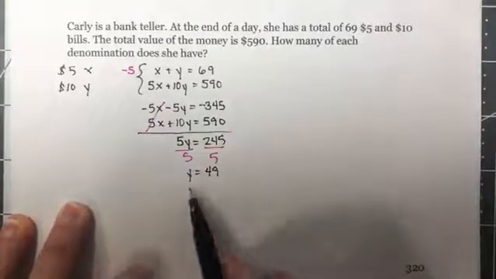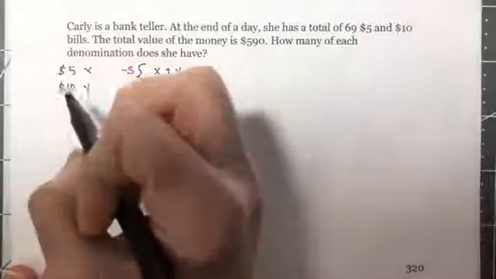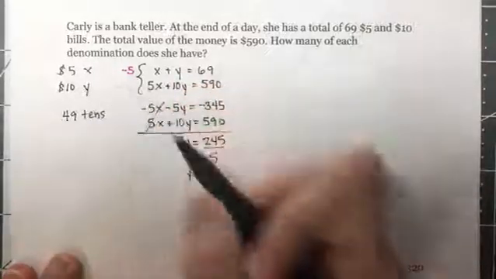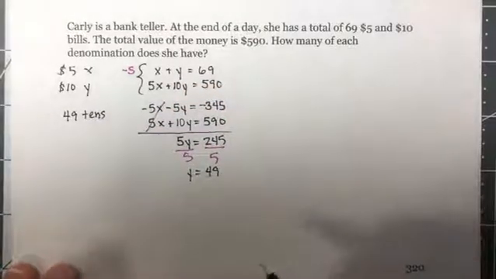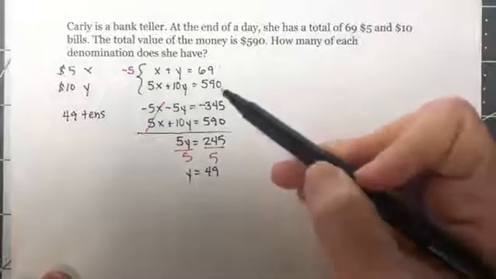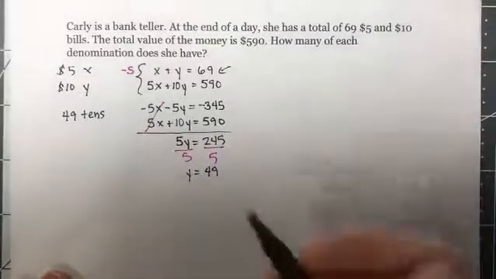Now we found y. Y is the number of tens. We were asked to find how many of each. So right now I have 49 tens. Now the rest of this is pretty easy to do in your head, but let's talk about how we would do it if it's not so easy. I need to take this and plug it back into one of these two. This one looks easier to me. It would work in either one.